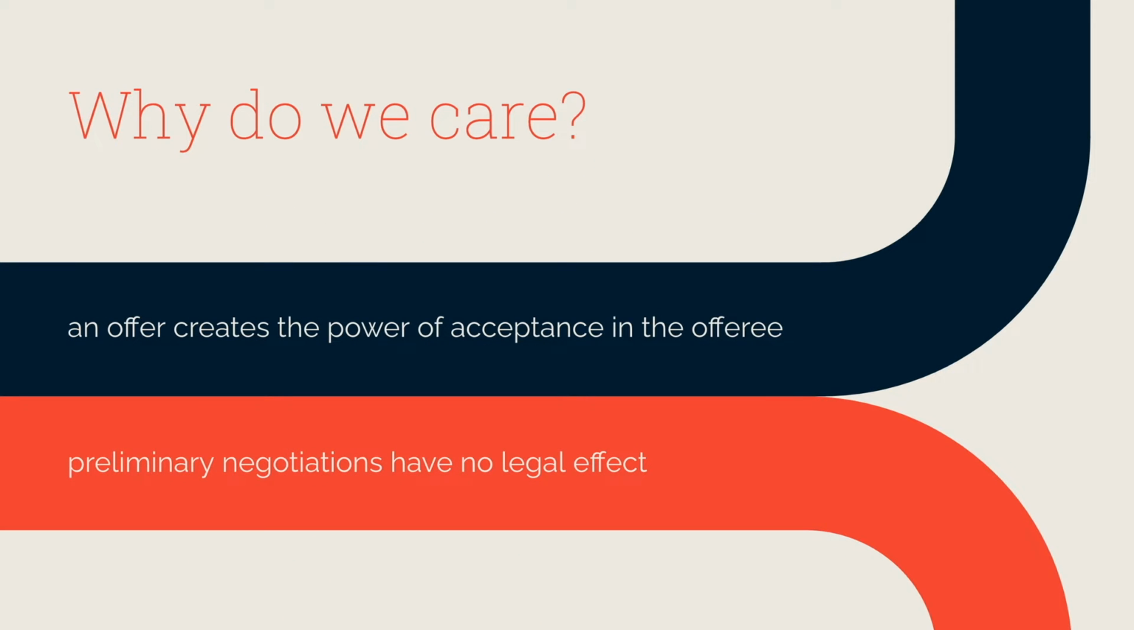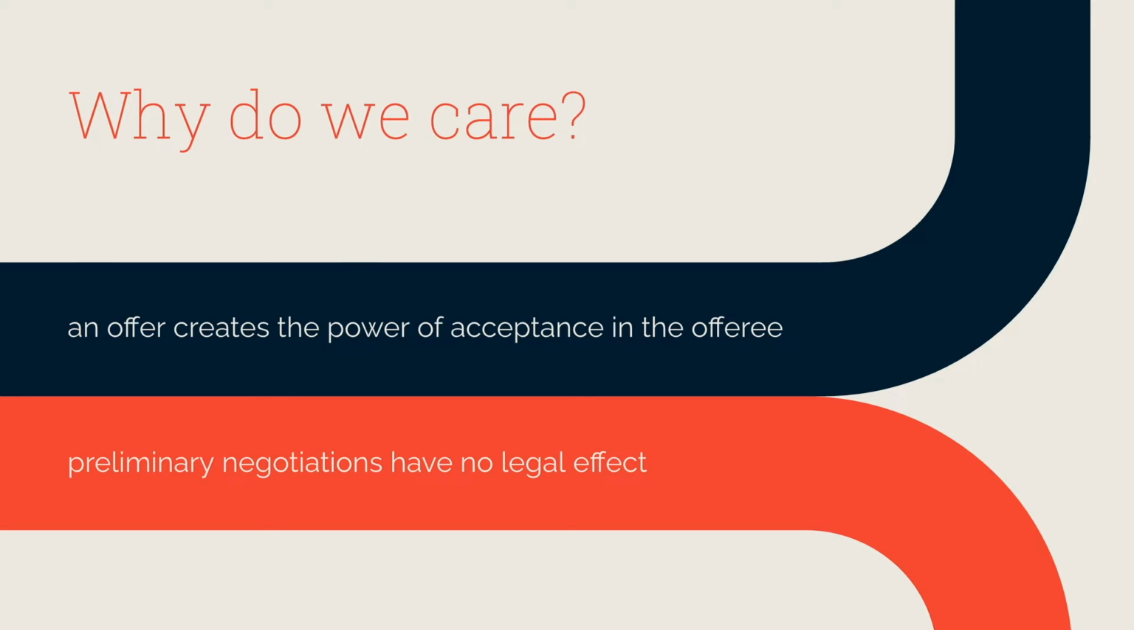So, and remember, you might say, why do we care when we've reached that point of an offer? Because up until the parties reach a point where one of them has made an offer, there's nothing of any legal significance going on. It's not until there's an offer that the offeree has the power of acceptance. It's the offer that creates in the offeree the power of acceptance. That is the legal effect of an offer. And we'll see that it occurs upon notice to the offeree.